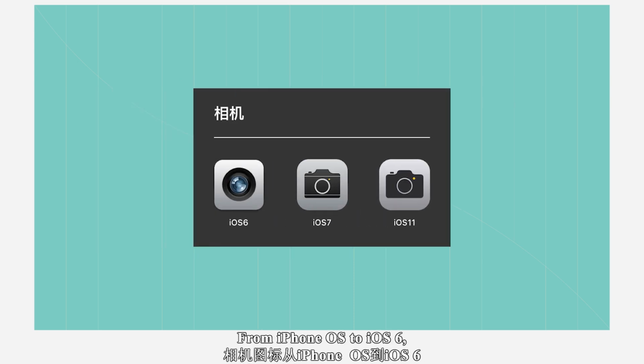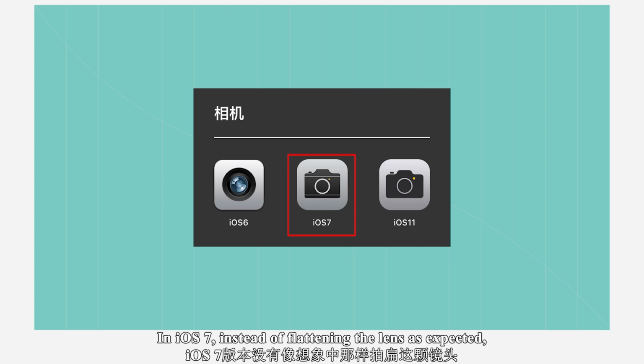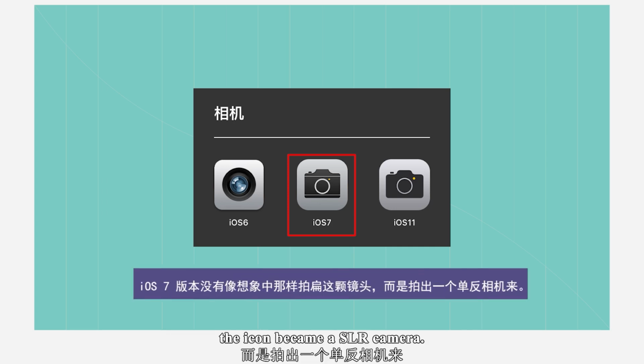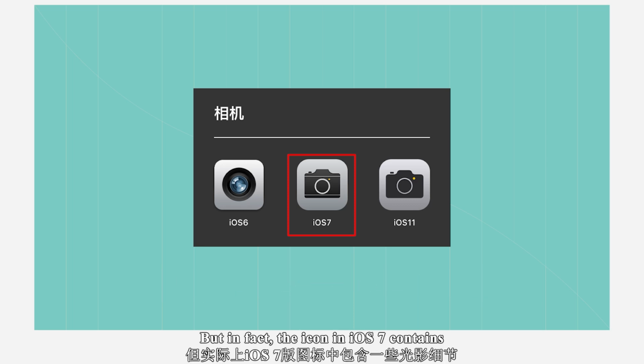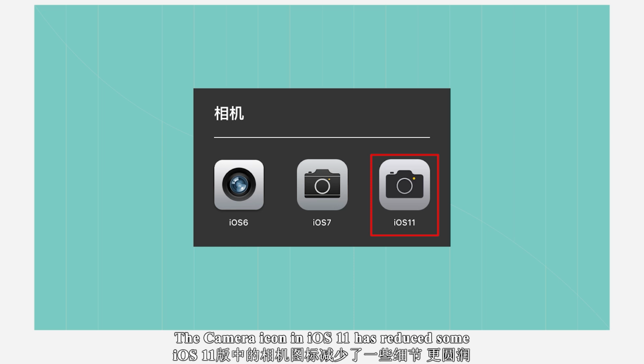From iPhone OS to iOS 6, the camera icon has been making small detail adjustments. In iOS 7, instead of flattening the lens as expected, the icon became an SLR camera. But in fact, the icon in iOS 7 contains some light and shadow details. The two thin lines, the ring in the middle, and the small yellow dot all had different shadow effects. The camera icon in iOS 11 has reduced some details and is more rounded.